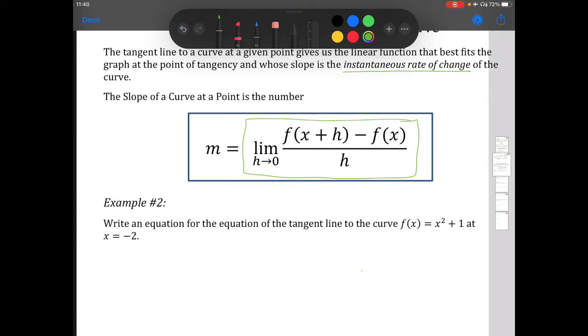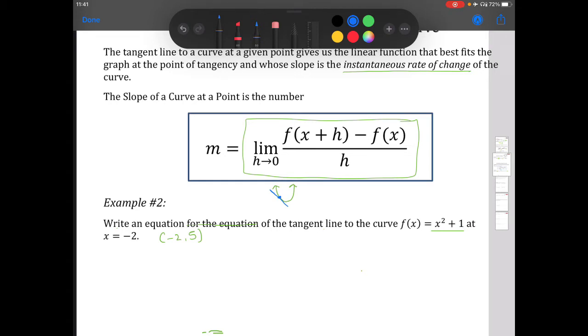Write an equation of the tangent line to the curve, and the curve is given to us at x equals -2. First of all, if x is -2, what's my y going to be? My y is going to be 5, so the point is (-2, 5). If this is my curve, let's sketch it. It's a parabola, and (-2, 5) will be like around here. I'm going to take it in a different color. I want to find the slope at this point. That's what I'm trying to do.